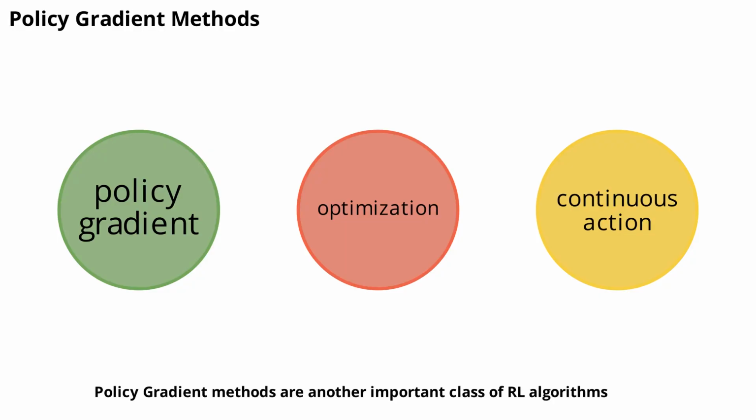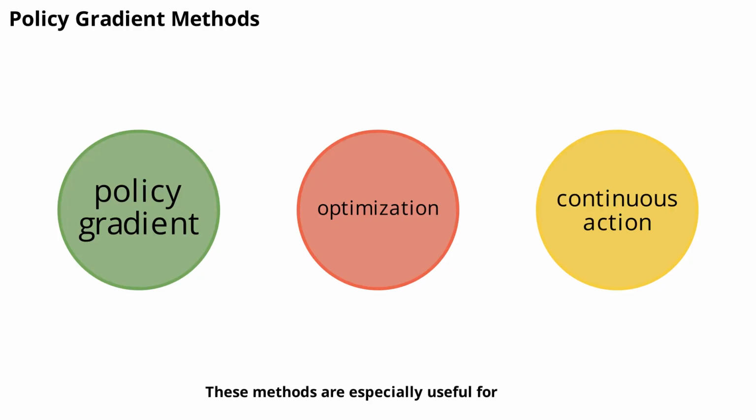Policy gradient methods are another important class of RL algorithms. Instead of learning value functions, they directly optimize the policy by adjusting its parameters to maximize expected rewards. These methods are especially useful for problems with large or continuous action spaces, where value-based methods may struggle. Policy gradient algorithms form the foundation for many advanced RL techniques used in robotics and game playing.